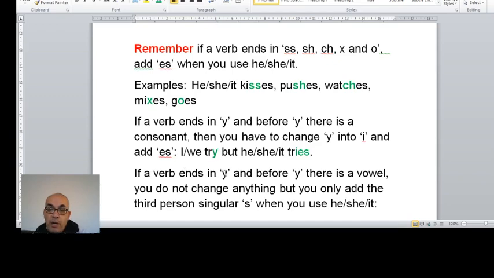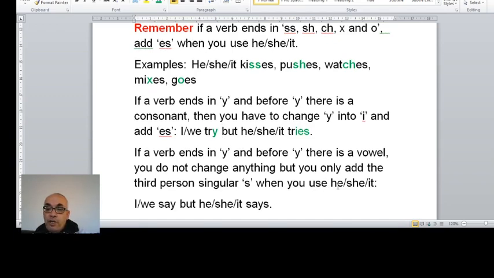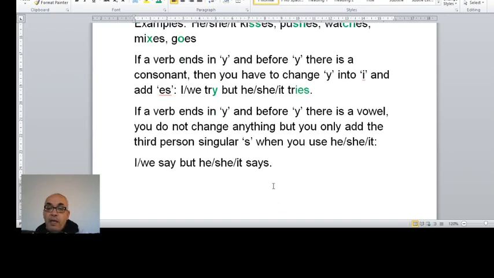If a verb ends in y and before y there is a vowel, you do not change anything, but you only add the third person singular s. So when you use he or she or it. So if I say, we say, but he says, she says, it says. Now, as you can see here, before y, what do we have? We have got a. A is a vowel, so we don't change the y. We don't change the y before a vowel. So we just put s.